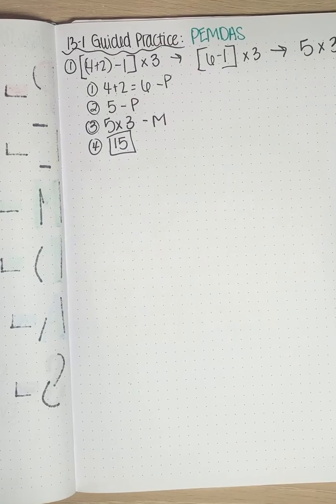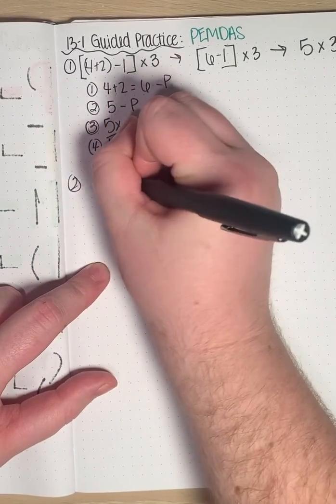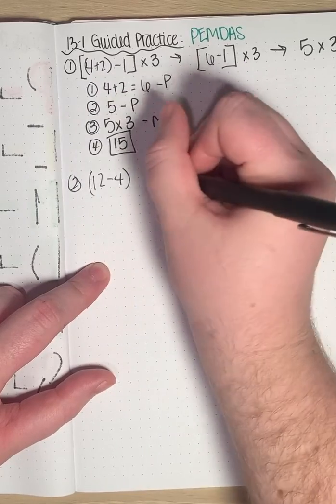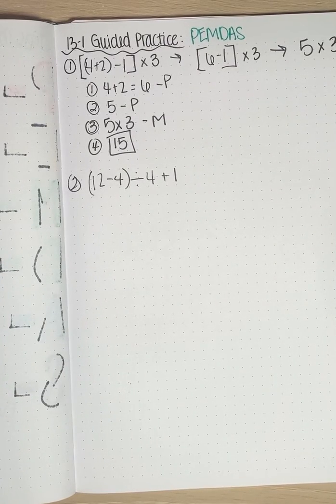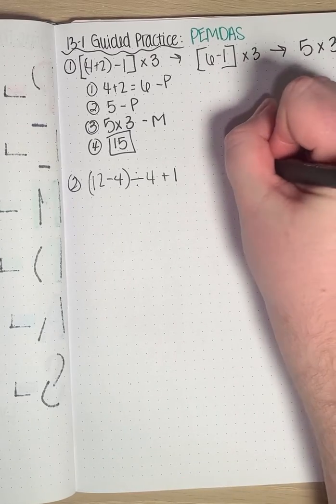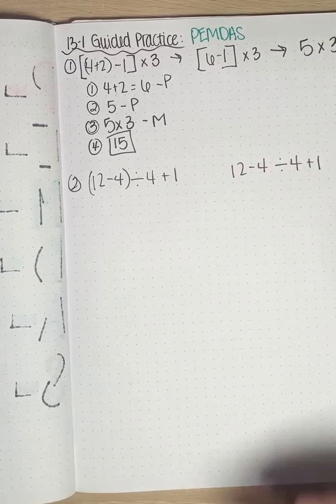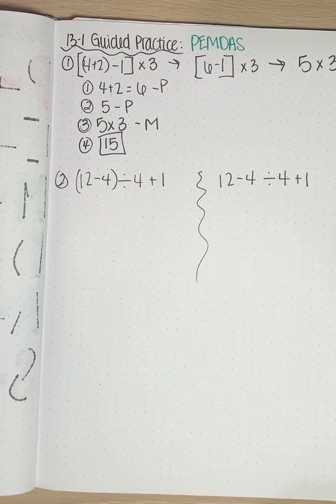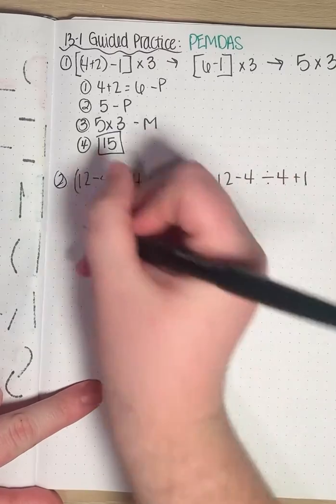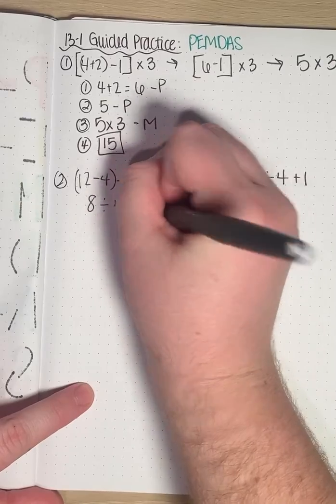All right, now number 2 says, will the value of 12 minus 4 divided by 4 plus 1 change if the parentheses were removed? Okay, so I'm actually going to solve this problem twice. So one with the parentheses and one without the parentheses, okay? So let's start with the parentheses. So 12 minus 4, that is my first step. So 12 minus 4 gives me 8 divided by 4 plus 1.